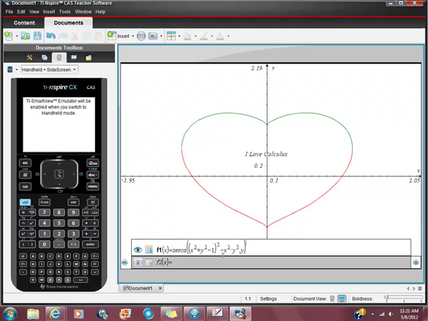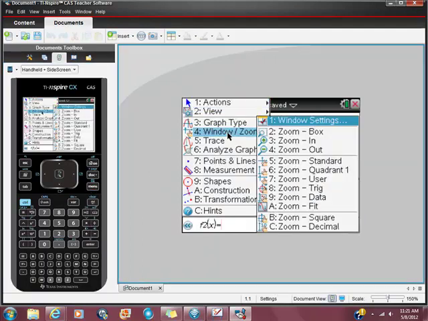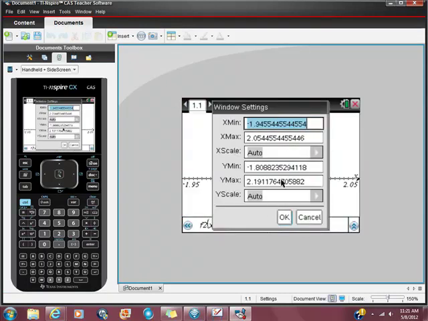The next thing I did is I went and I changed my window settings. So look, I'm going to go back so you can see exactly what I did. So this is what it's going to look like on your calculator. What I did was this. I went to menu and I went to Window and I went to settings. And I changed these. These are not exactly the way I set them, but approximately the way I set them.